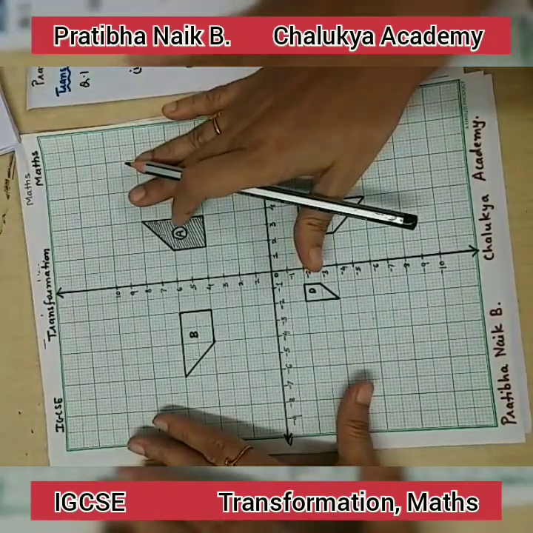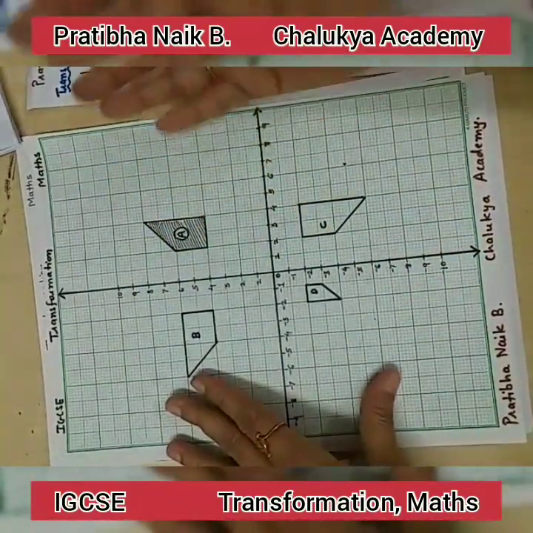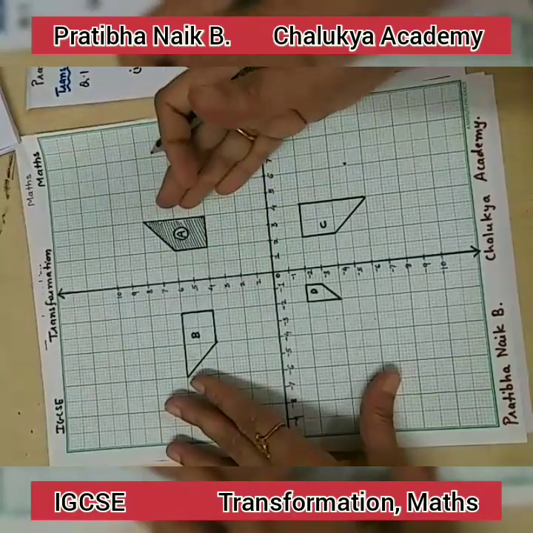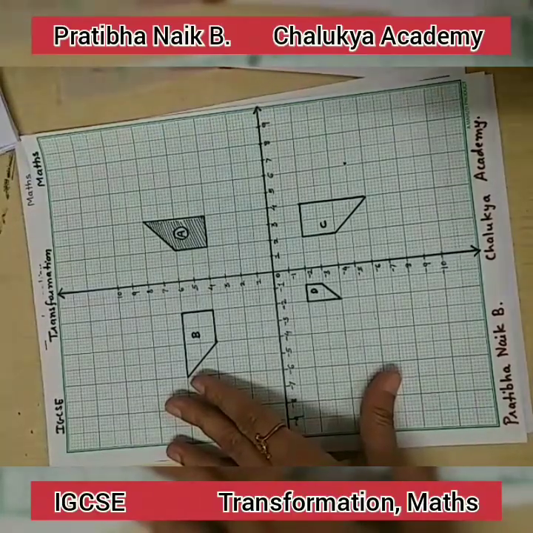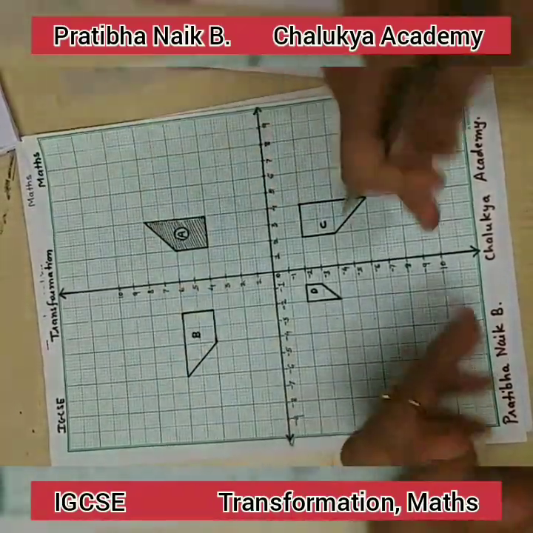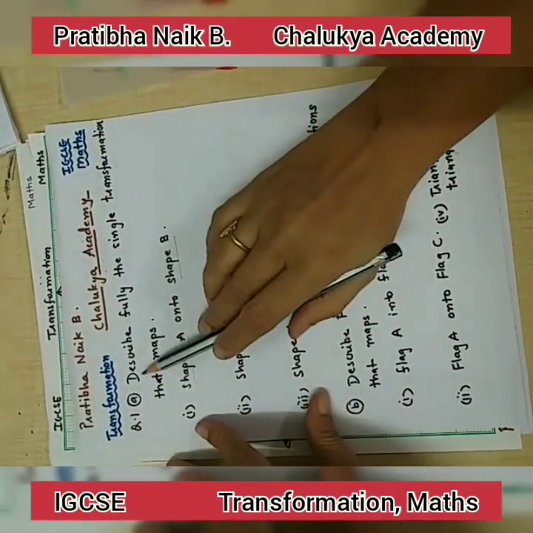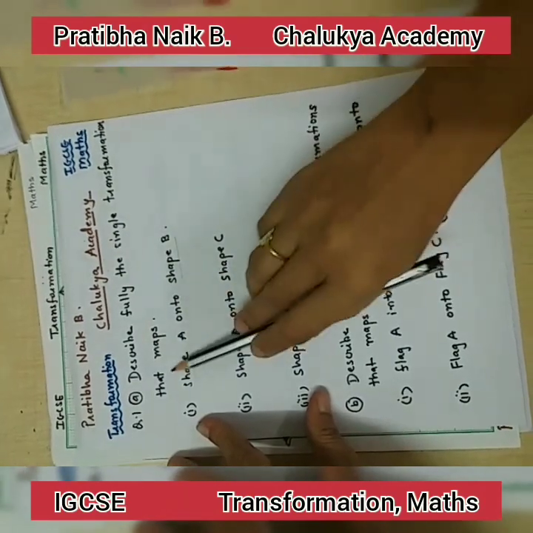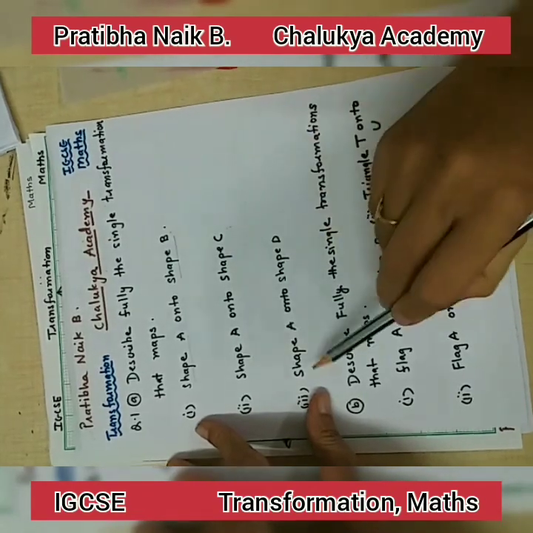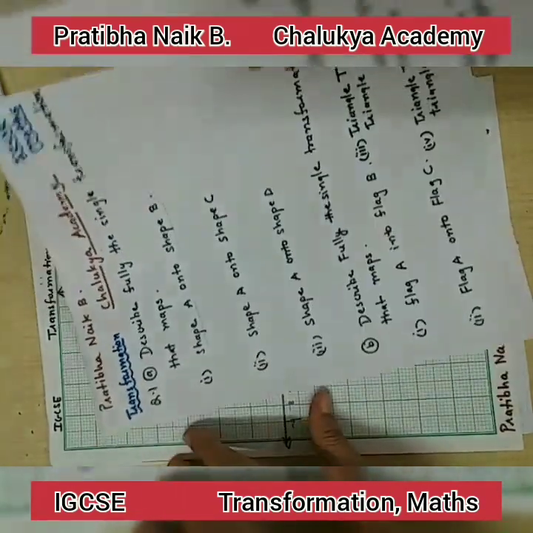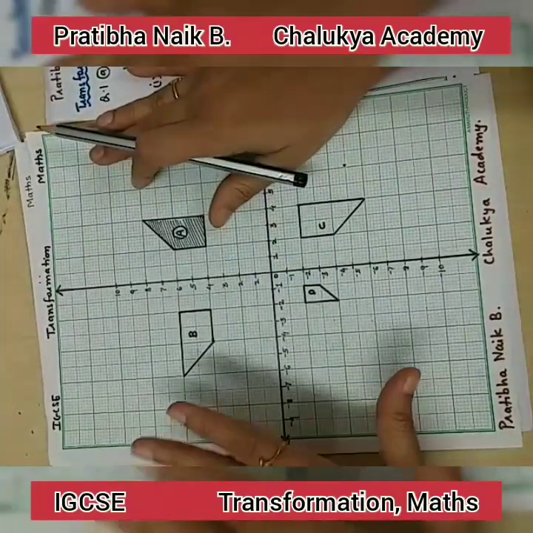Now, in this kind of question, you will be given the transformation and you need to identify the type of transformation, whether it is enlargement, rotation, translation, or reflection. This graph is given to you and they will ask the question this way: describe fully the single transformation that maps shape A onto shape B, shape A onto shape C, shape A onto shape D. Let's start with this question and see how to solve it.